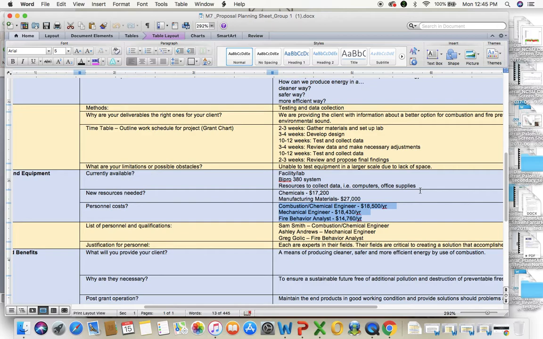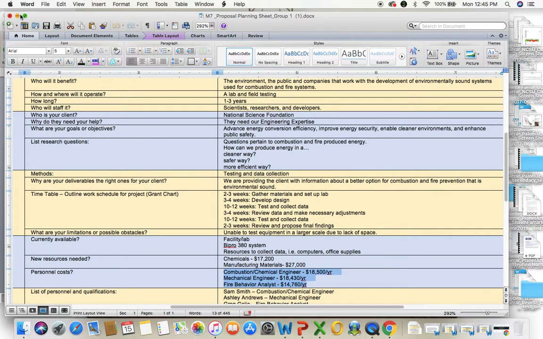Maybe it's $18,500 a year and we pay room and board. I don't know, right? Maybe there's other things that come with it, or maybe there's a monthly stipend but you also pay their housing. So you would need to think how you would compensate these people who would be working on the grant project. And if you aren't hiring personnel, then you still need to identify the people who are currently available to work on the grant project. So it just depends on who your client is.